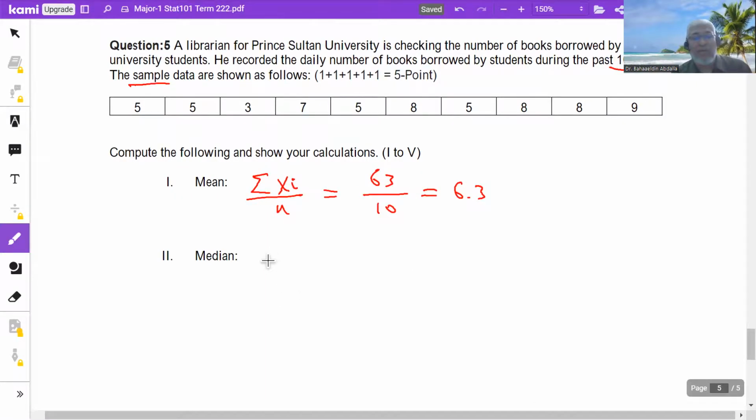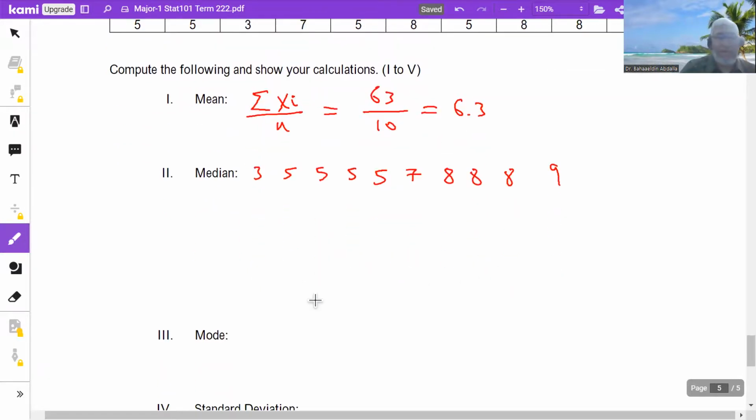The median, we have to arrange the data. So the smallest is 3. Then I have 5, 5, 5, 5, 4 5s. Then I have 7. How many? 8, 8, 8, and then 9. Check 2, 4, 6, 8, 10. So really I have 10 numbers.